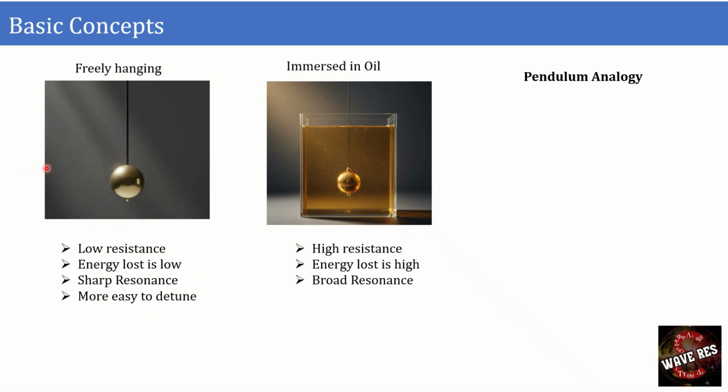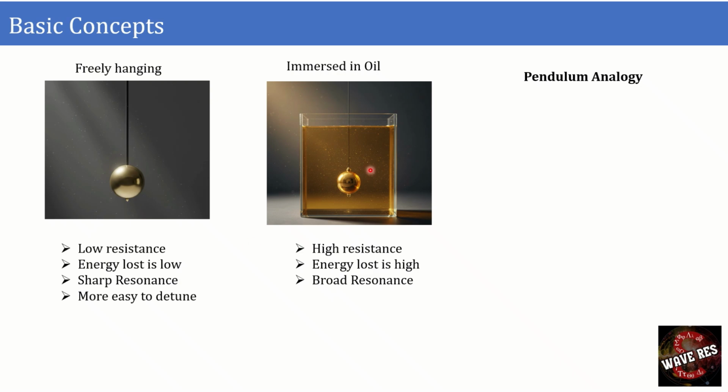In the first case, we know that once the pendulum starts oscillating, the energy lost will be very low and it will oscillate continuously for a long amount of time. That means that it is storing its energy for this continuous oscillation. So in that case, we can say that the energy loss is very low and it has sharp resonance, and it is easy to detune. That means that if we provide any disturbance at this time, it is very easy to detune the resonance. It can cause some chaotic oscillations.